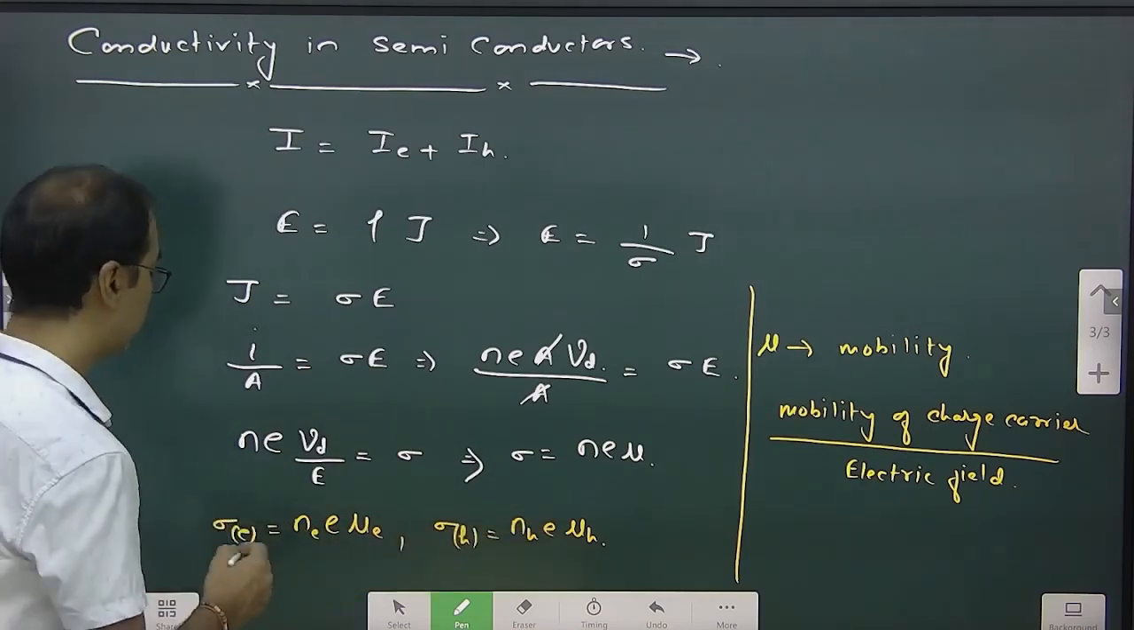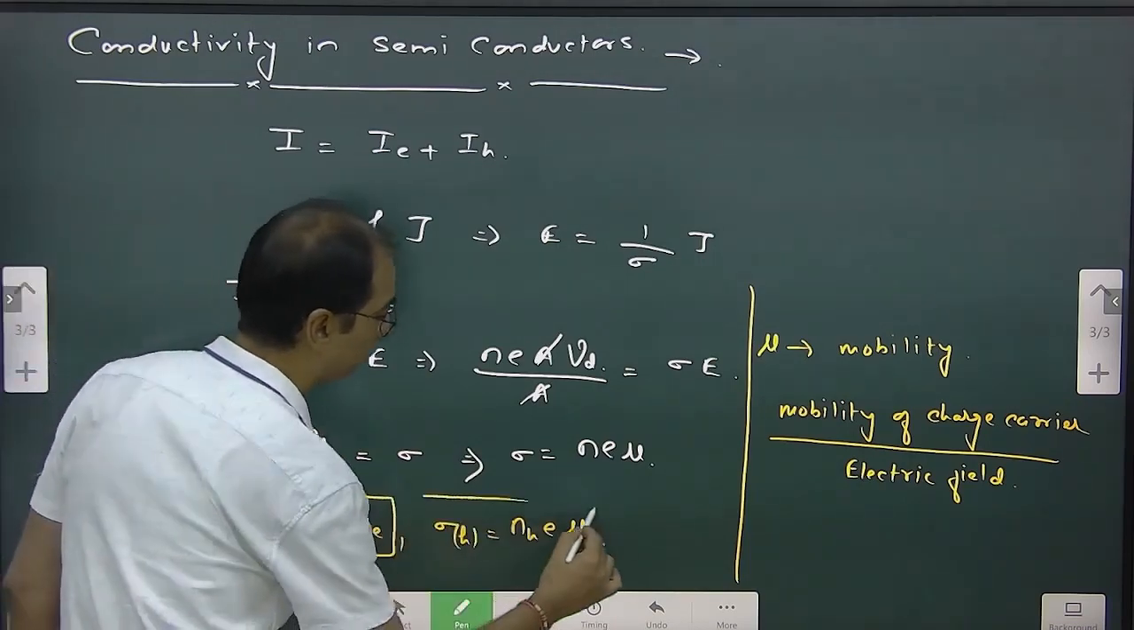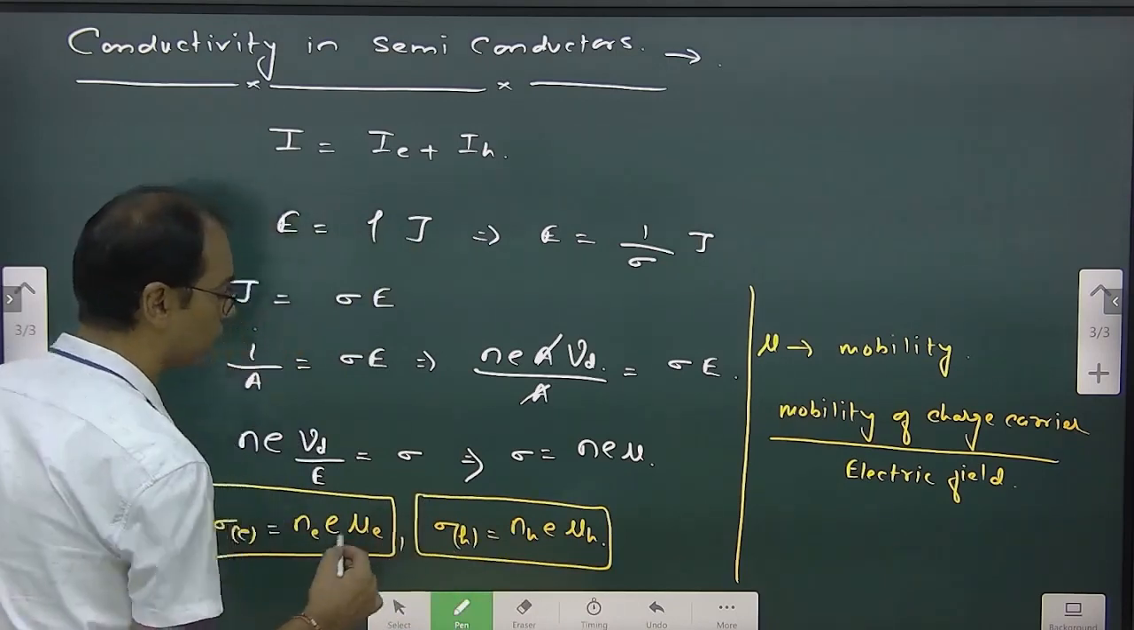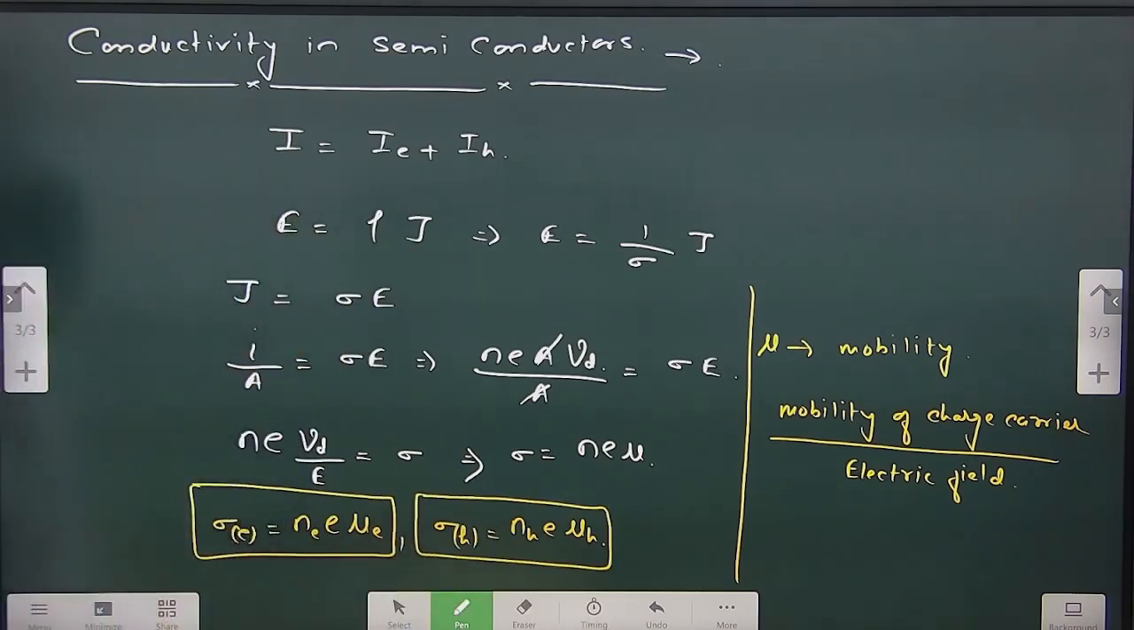So these are the conductivity of electrons and holes in the conduction and valence band. Note this first. Any doubt? Ask me.